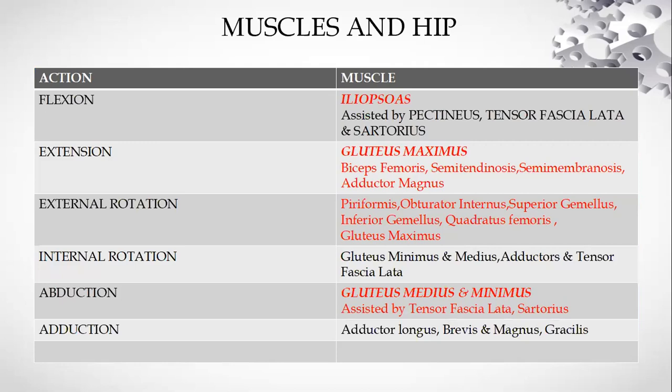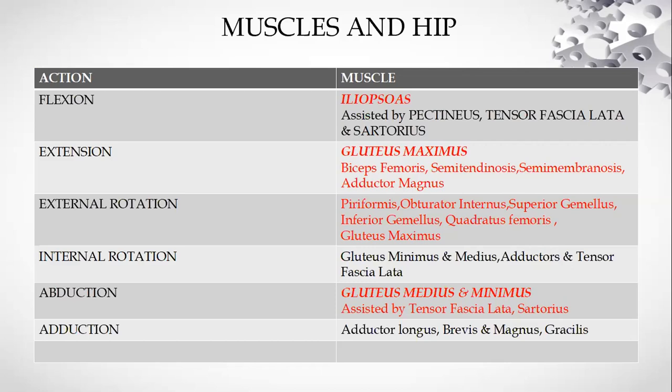So the main flexor of the hip is the iliopsoas. It is the most powerful flexor. There are other muscles which assist its function, but the main muscle to remember for us would be the iliopsoas, which is the main flexor. The main extensor is the gluteus maximus. It is also getting some help from the hamstring muscles. External rotation is from the small group of muscles: piriformis, obturator internus, superior gemellus, inferior gemellus, quadratus femoris, as well as the gluteus maximus, which is also giving some contribution.